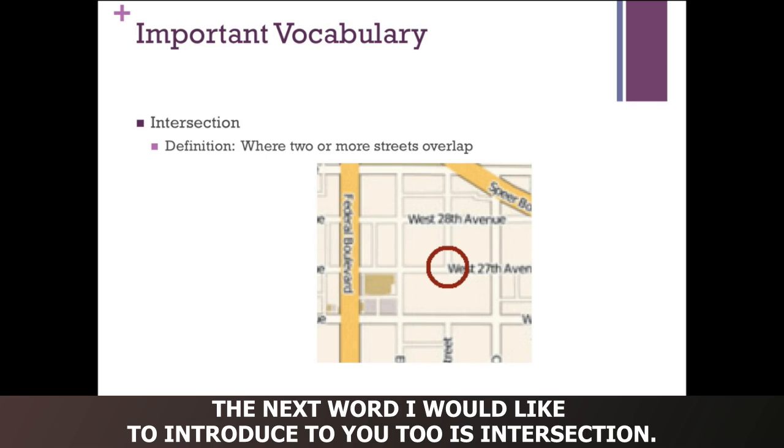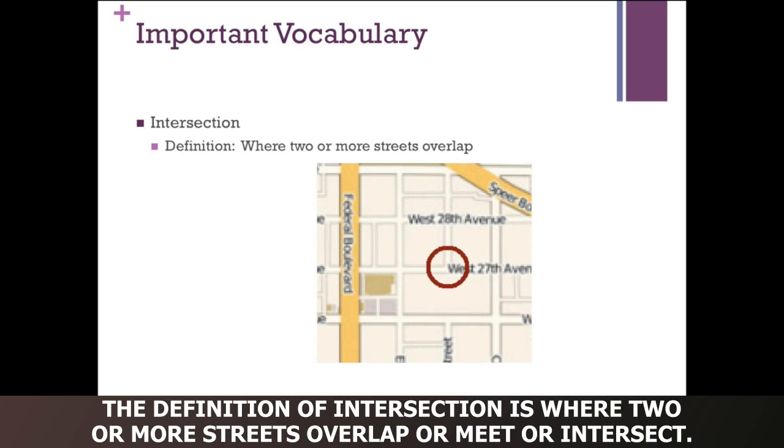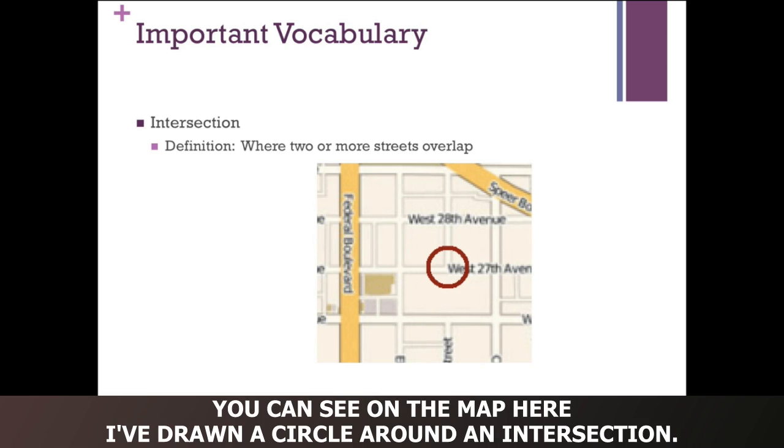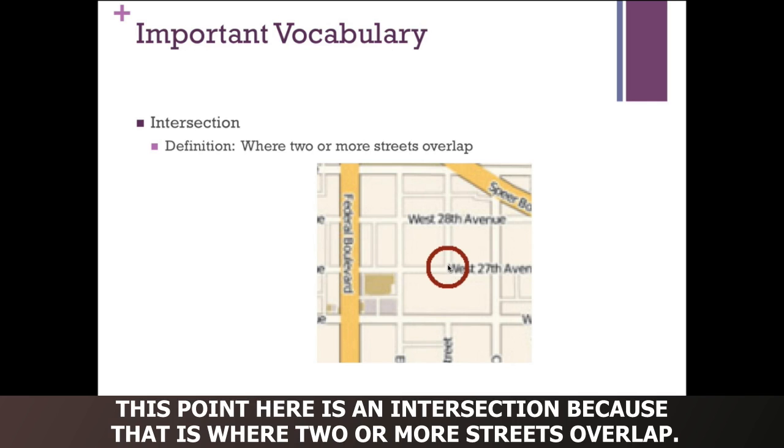The next word I would like to introduce you to is intersection. The definition of intersection is where 2 or more streets overlap, or meet, or intersect. You can see on the map here, I've drawn a circle around an intersection. This point here is an intersection because that is where 2 or more streets overlap.